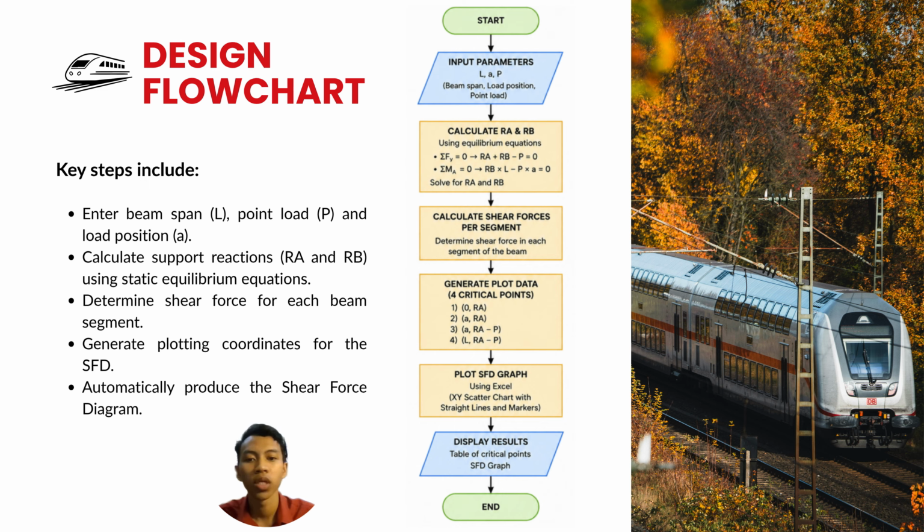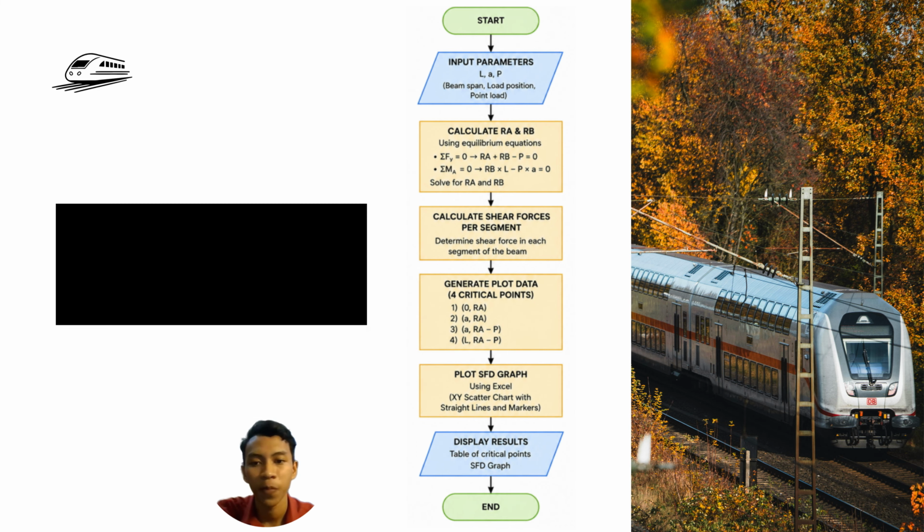So next process, we plot the SFD graph. We do this using Excel and an XY scatter chart, which is straight line and markers. The output we got from Excel displays a table of critical points for the SFD graph. So that's how the workflow for our design flowchart goes.